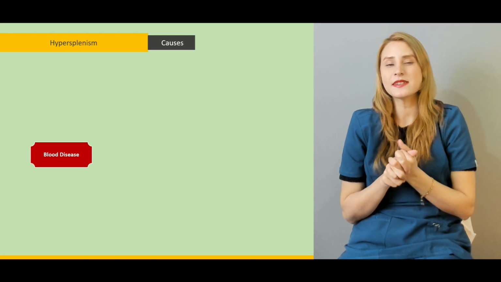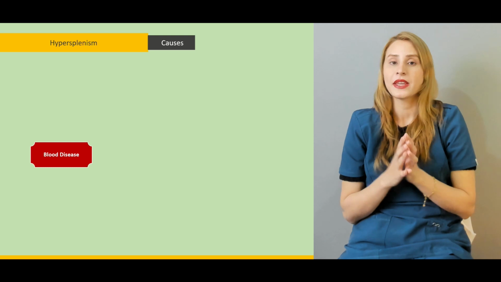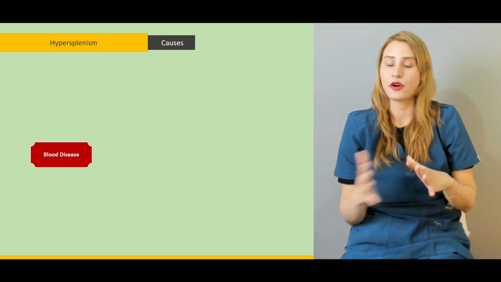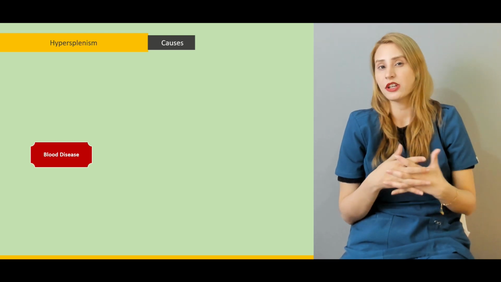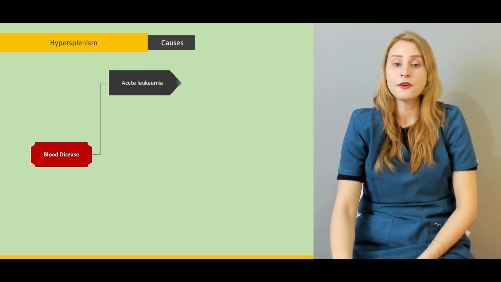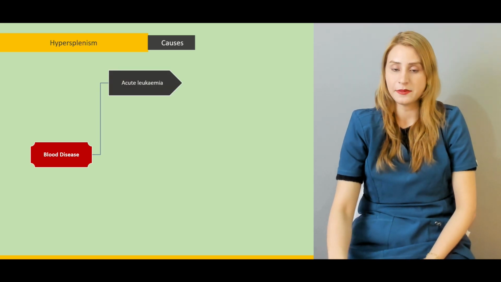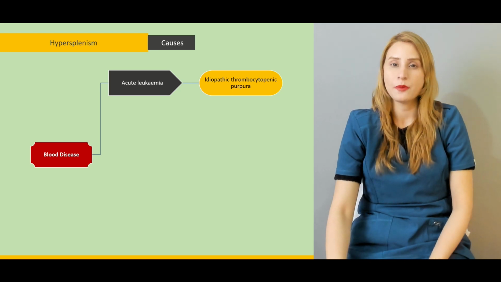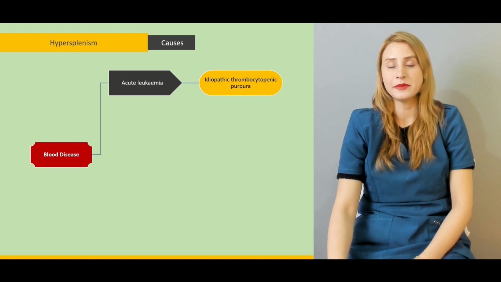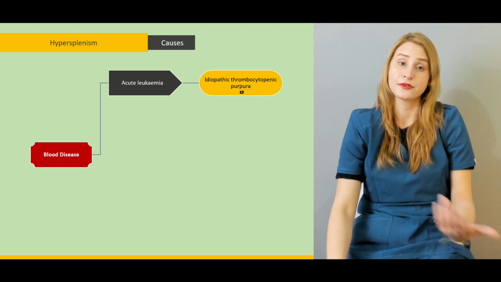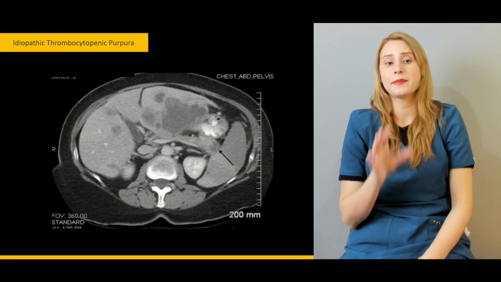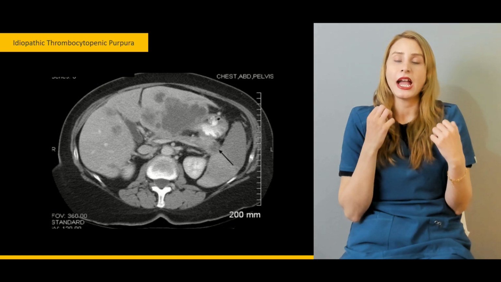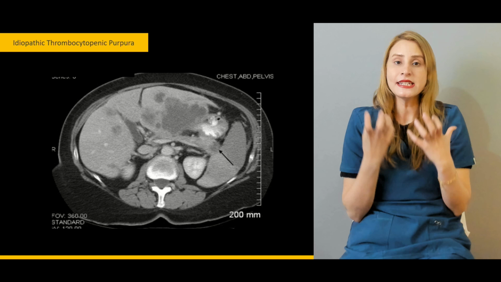Now, that was the infective group, which involved not only bacterial, but protozoal, parasitic, and viral infection as well. Now, if we talk about blood diseases, we divide this into the leukemias, myeloproliferative disorders, polycythemia vera, and anemias. So, talking about acute leukemia, there is another condition which is idiopathic, or you can say immune thrombocytopenic purpura.